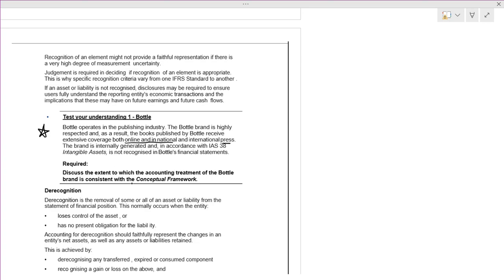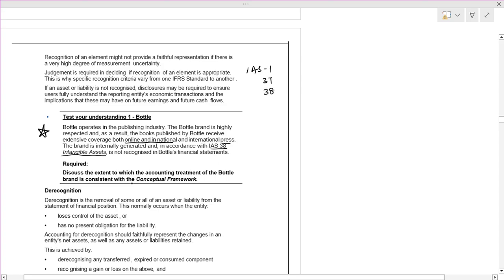They are publishing the books, and they get good online and national coverage. The brand is internally generated and in accordance with IAS 38. See, now we are talking in terms of IAS 1, in terms of IAS 37, and now IAS 38. IAS 38 talks about what? Intangible assets.